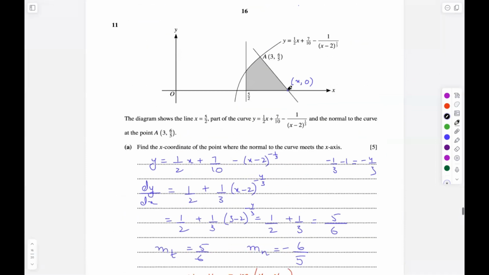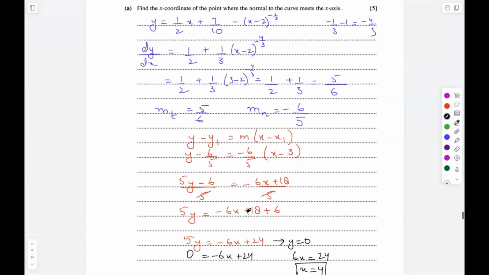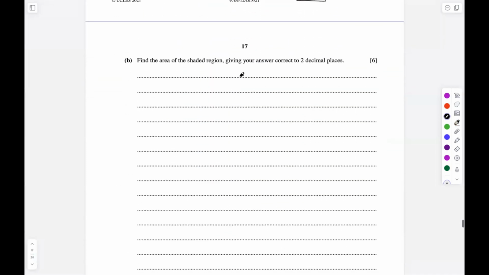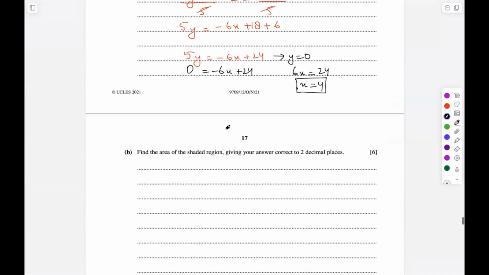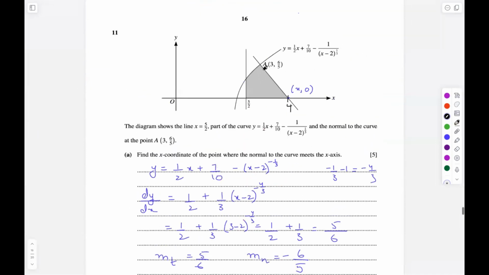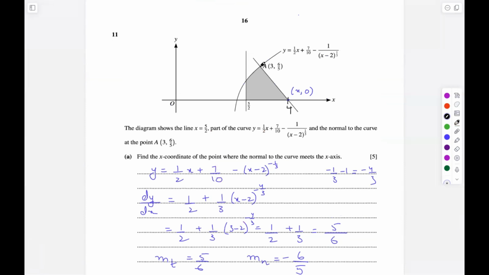So this point will be (4, 0). Now in part B, we have to find the area of the shaded region, giving the answer correct to 2 decimal places. To find the area of the shaded region, we have the curve and the normal intersecting at point A. So we will use this point to find the area under the graph for the equation y equals half x plus 7 upon 10 minus 1 upon (x minus 2) whole cube.